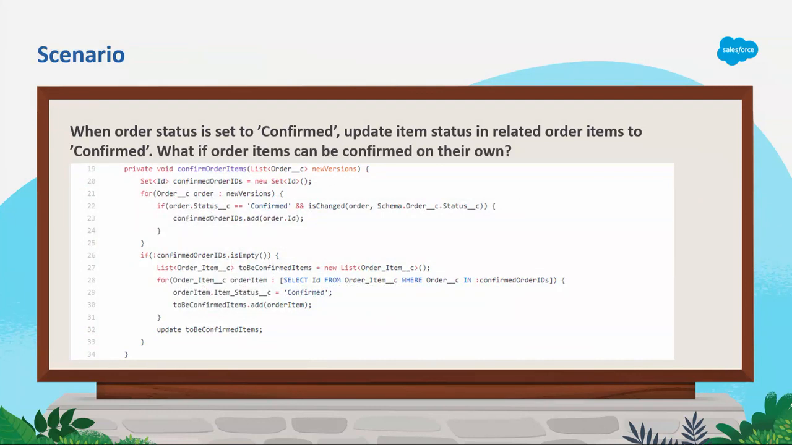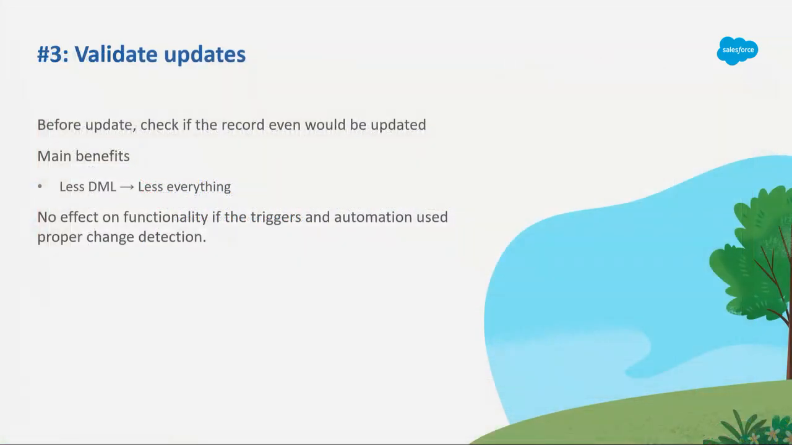All right, let's continue with the same scenario, but let's highlight one thing about it. What if order items can be confirmed on their own, so that we are not requiring that the order is confirmed before we confirm the order items? And for that one, I'd propose that we validate updates. So before update, we check if the record even would be updated with the DML operation. And of course, the main benefit is that if we use less DML, we have less everything, as discussed in the beginning.